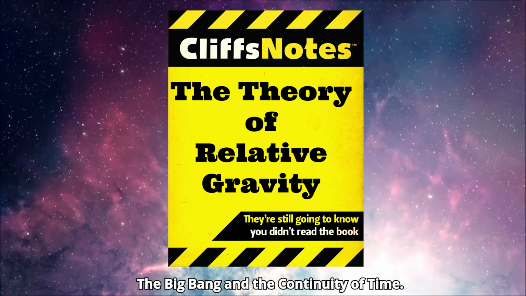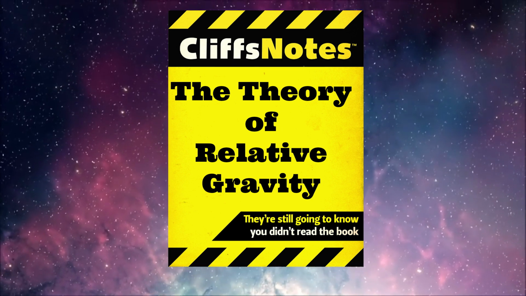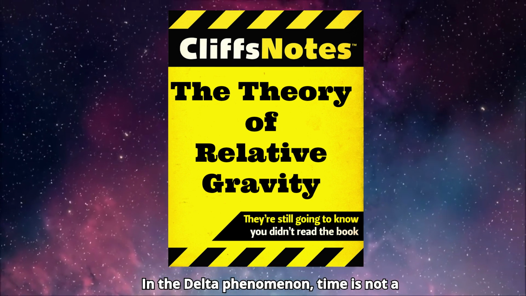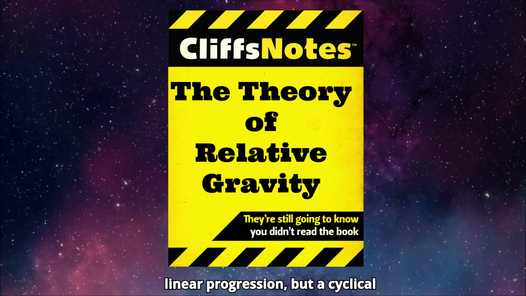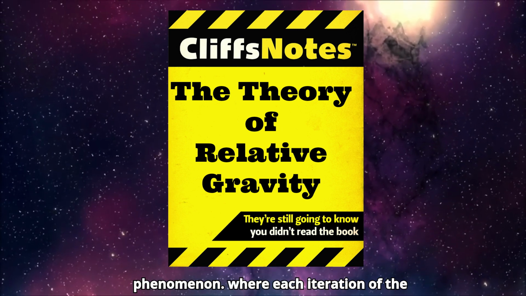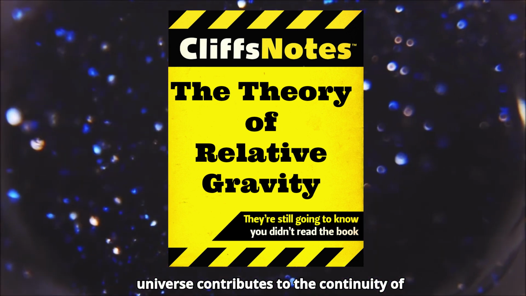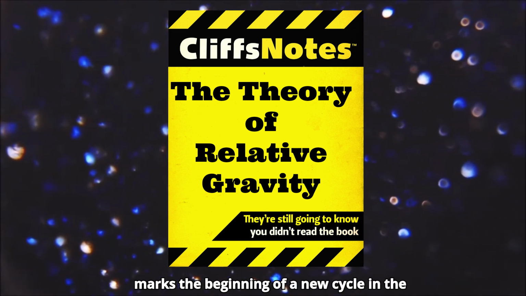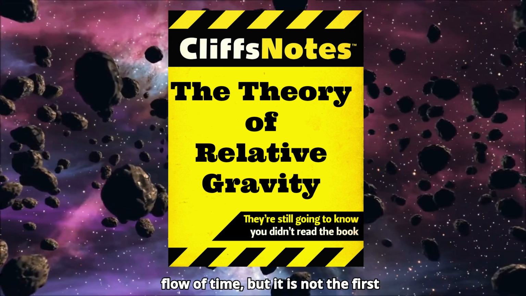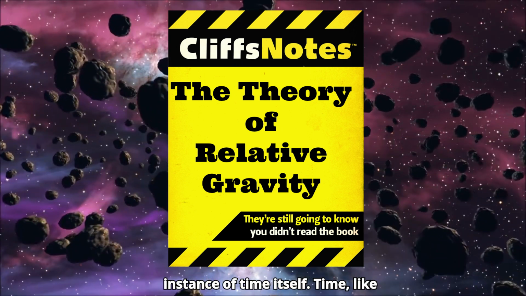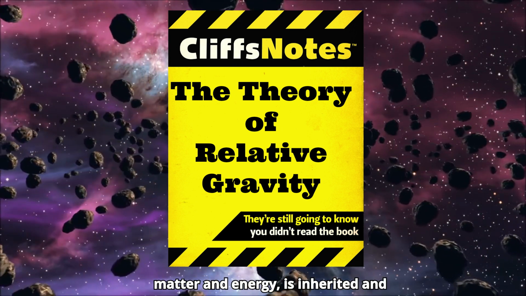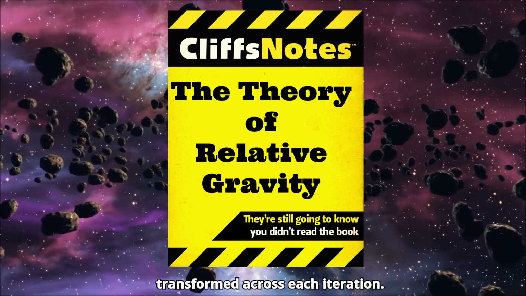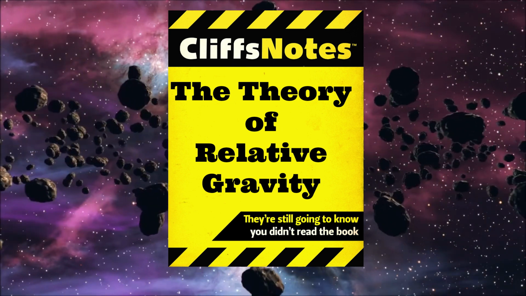4. The Big Bang and the continuity of time. In the delta phenomenon, time is not a linear progression, but a cyclical phenomenon, where each iteration of the universe contributes to the continuity of time. In this view, the Big Bang marks the beginning of a new cycle in the flow of time, but it is not the first instance of time itself. Time, like matter and energy, is inherited and transformed across each iteration.